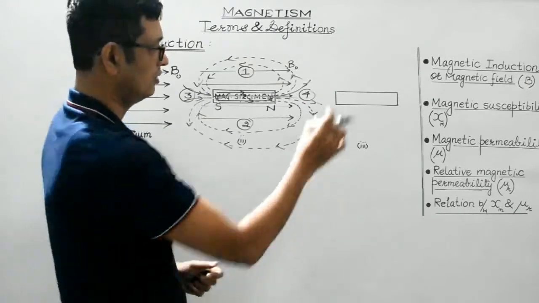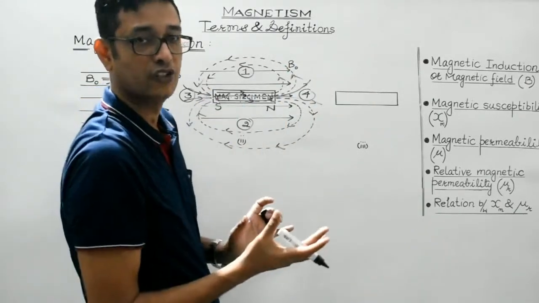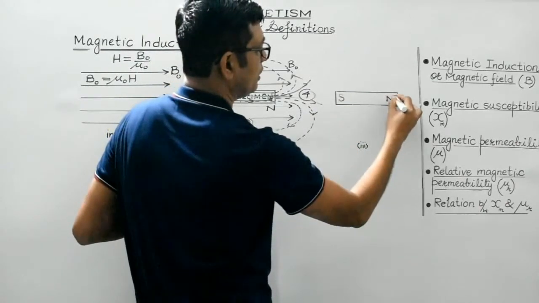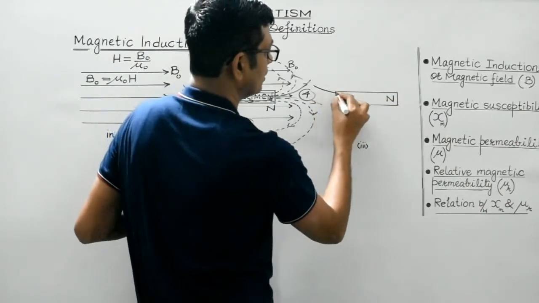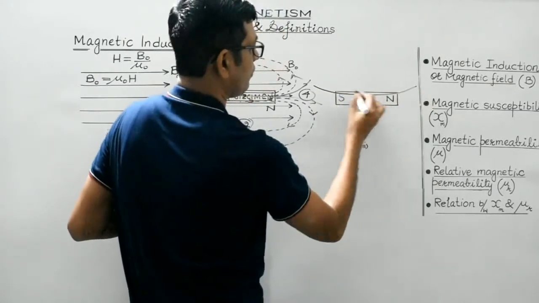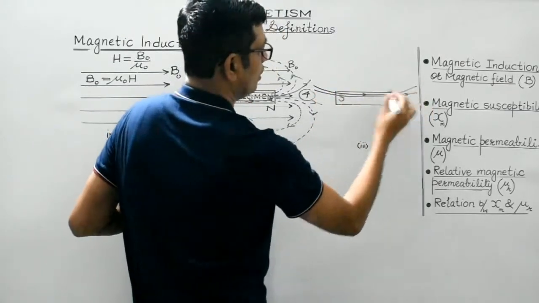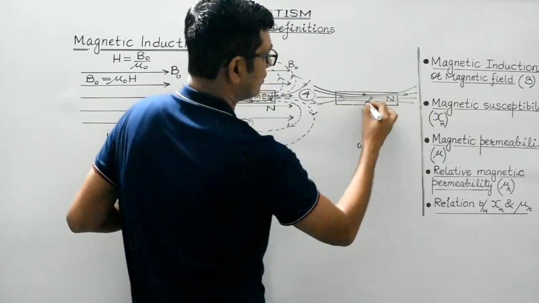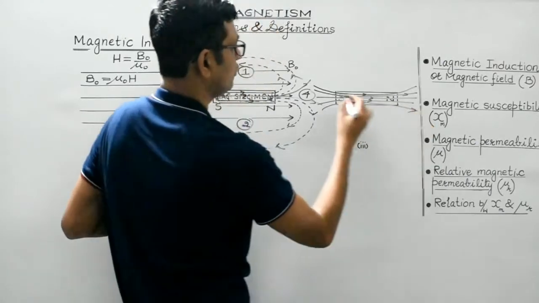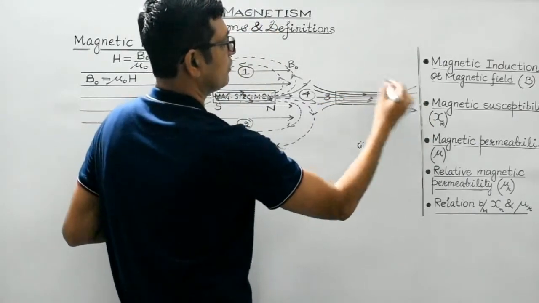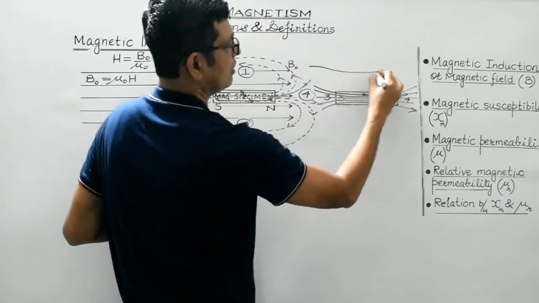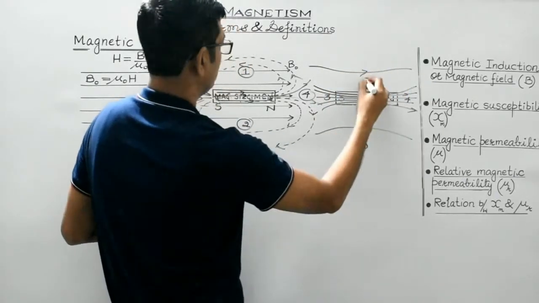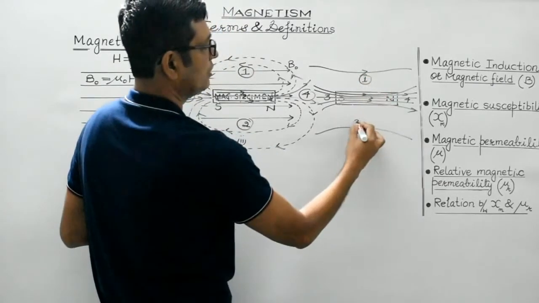So, I will draw this diagram, the modified version, right? It will be like this. This will be south, this will be north. So, magnetic field lines will be like this. So magnetic field lines will get strengthened in regions 3 and 4. This is region 3 and this is region 4. While in this region, the field lines will get weakened. This is region 1 and this is considered to be region 2.